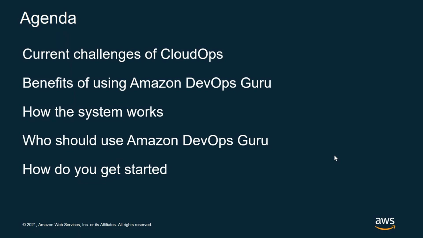So today, I'm going to talk through some of the current challenges that we hear about operating in the cloud, as well as benefits of using Amazon DevOps Guru, before getting into a few details about how the system itself actually works, including a demo to walk you through a specific example. We'll wrap up by talking about what kind of use cases are supported by the service, as well as how easy it is to get started.